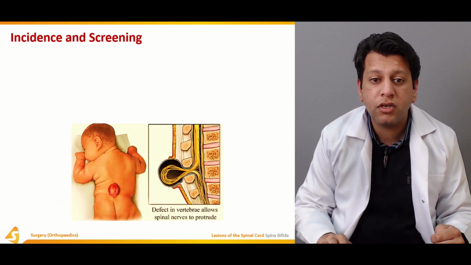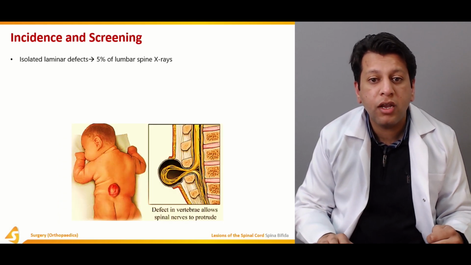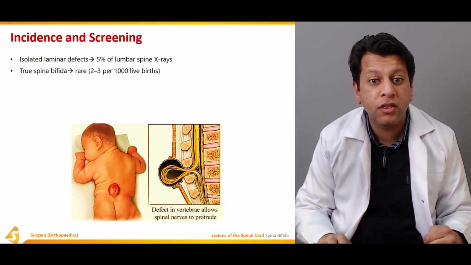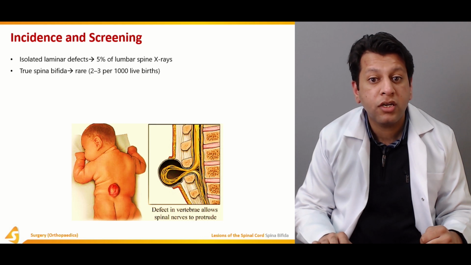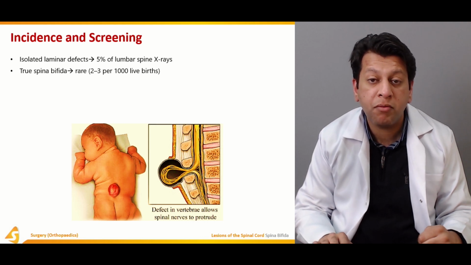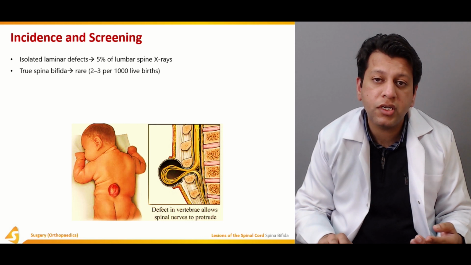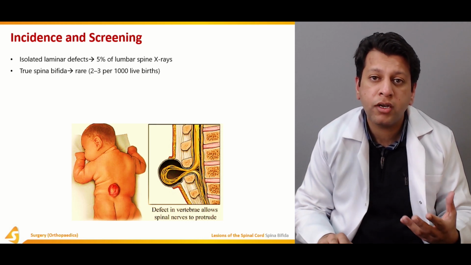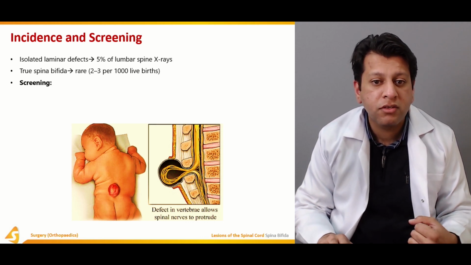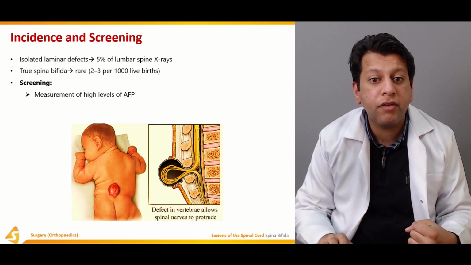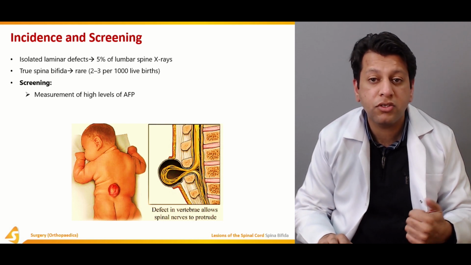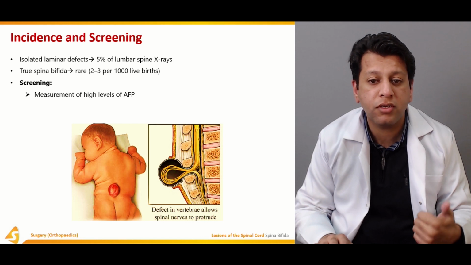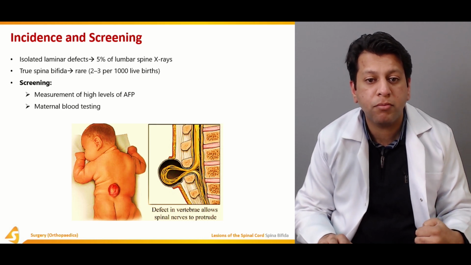So, incidence and screening. Isolated laminar defects usually occur in only 5% of lumbar spines on X-ray. True spina bifida is rare, only 2 to 3 per 1,000 live births, and the incidence is decreasing further due to the use of folate during pregnancy. Screening includes measurement of high levels of alpha-fetoprotein. These children usually have very high levels of alpha-fetoprotein and may present with this kind of problem.